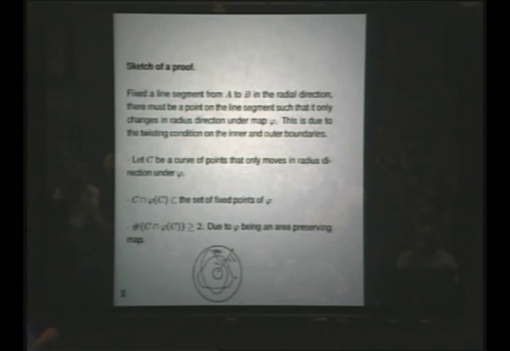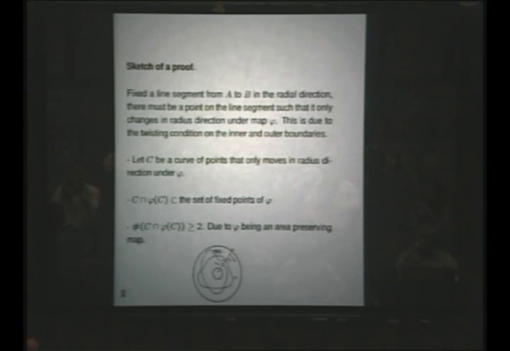Let's take a point on the inner boundary, called A, and a point on the outer boundary, called B, and join these two to get a line segment. Take this line segment in the radius direction, that means when you extend it, it passes through the origin. Now we claim the first observation: there has to be at least 1 point on this line segment that only moves in the radius direction under this map phi. You may think of this in polar coordinates, with a radius direction and an angular direction. It doesn't move in the angular direction.